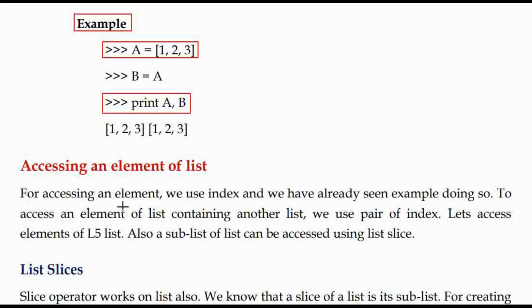Accessing an element of a list. For accessing an element, we use an index, and we have already seen examples of doing so. To access an element of a list containing another list, we use a pair of indexes. Let's access an element of the L5 list. Also, a sublist of a list can be accessed using a list slice.